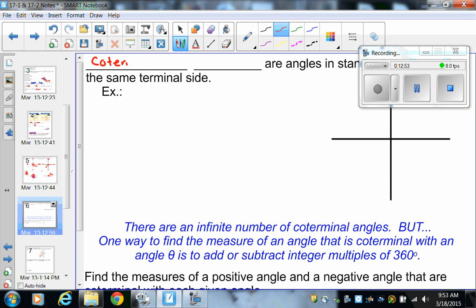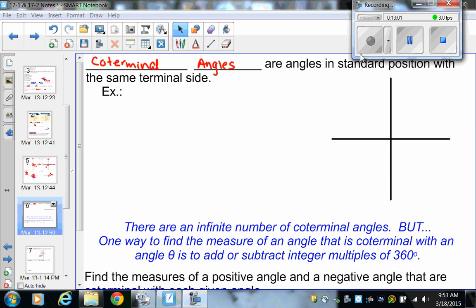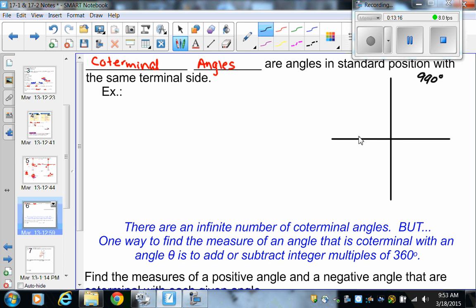Coterminal angles are angles in standard position with the same terminal side. So, for example, if you think about the problem we just did with the 990 degrees, we went all the way around twice, and then landed back at the 270.